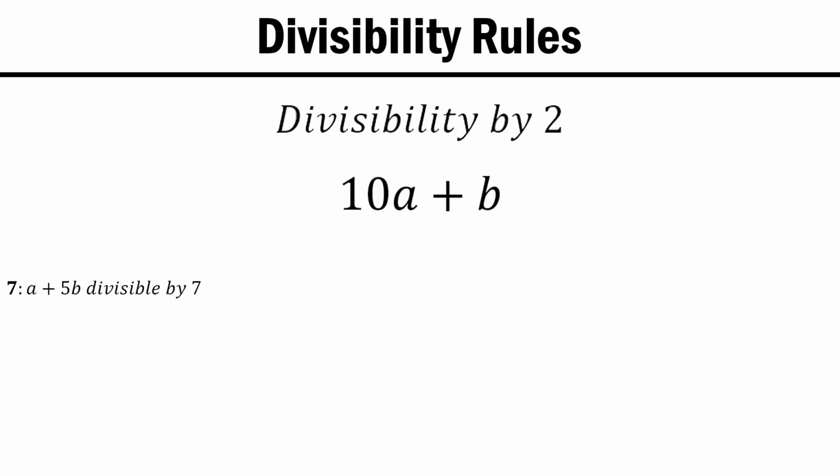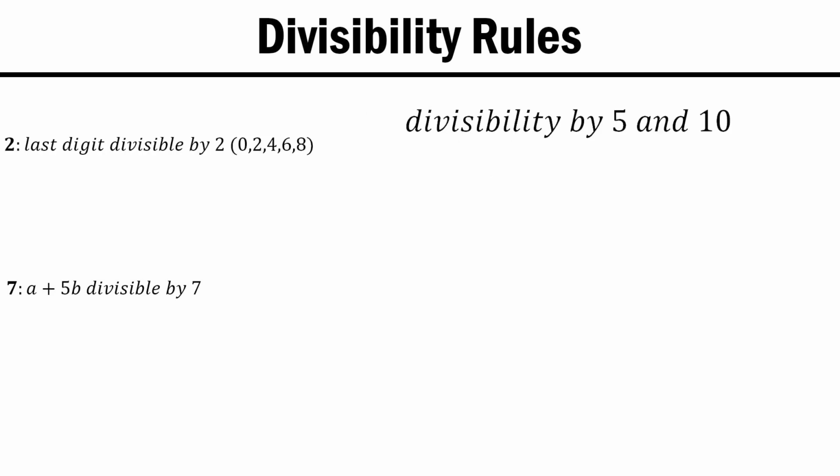We can use what we learned for 7 to find the rules for the other numbers, starting with 2. If we look back to our 10a plus b expression, we can notice that for the same reason that 49a is always divisible by 7, 10a on its own is always divisible by 2. No matter what you plug in for a, it will always be 2 times 5 times that a. Therefore, our number is only divisible by 2 if b, its last digit, is as well.